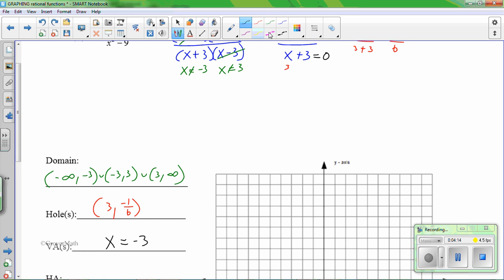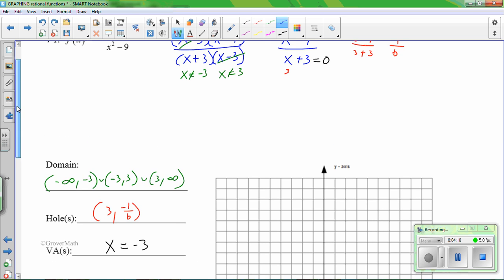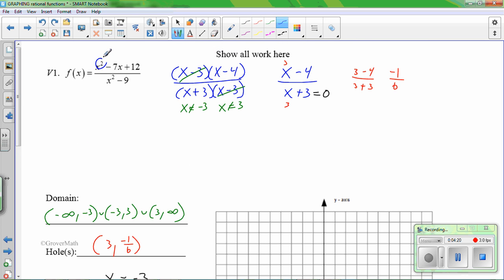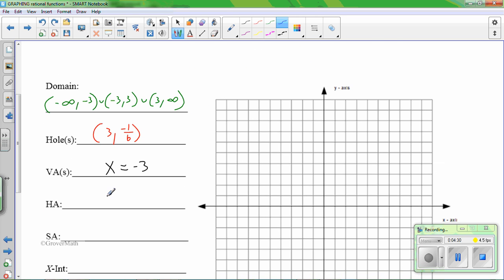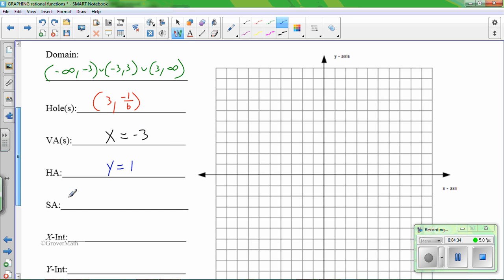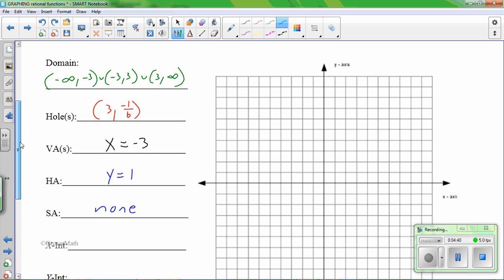For the horizontal asymptotes, we need to compare the exponents of our original function. We have x squared, x squared. That means they are equal powered, and so we use the coefficients, which is 1 over 1, so we will have a horizontal asymptote at y equals 1. Because we have a horizontal asymptote, that means we can write none for a slant asymptote.